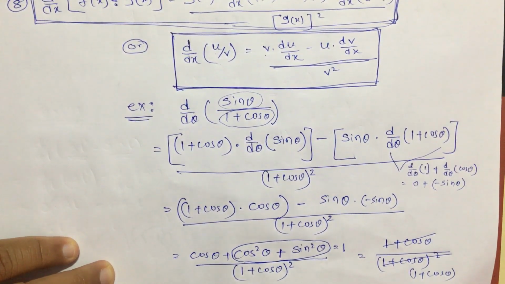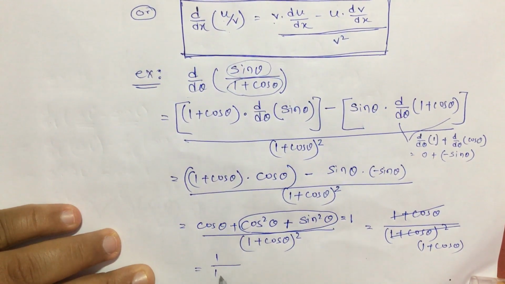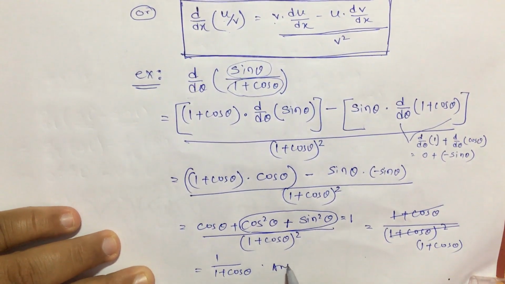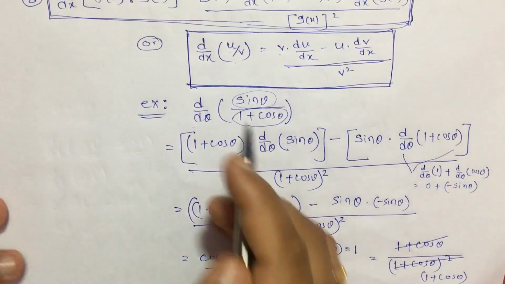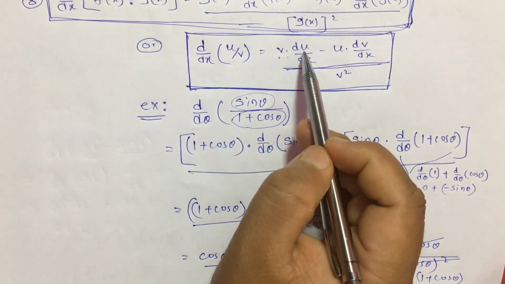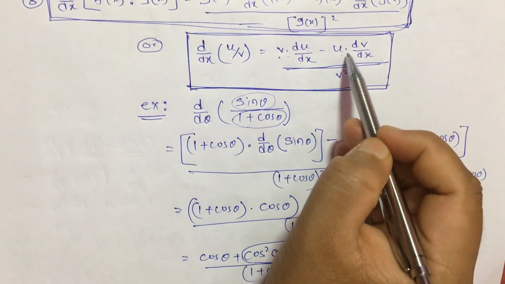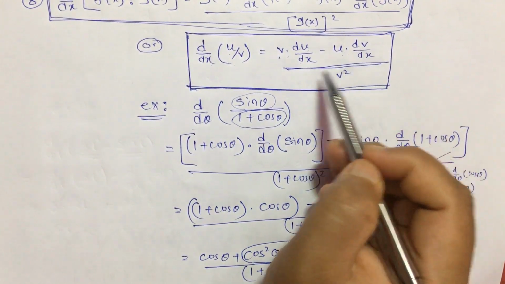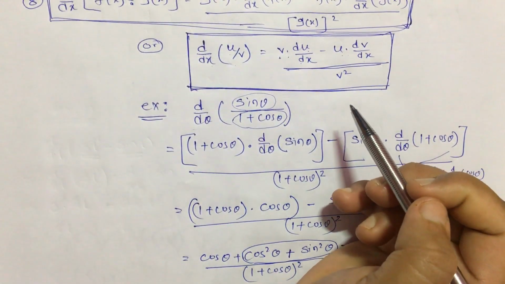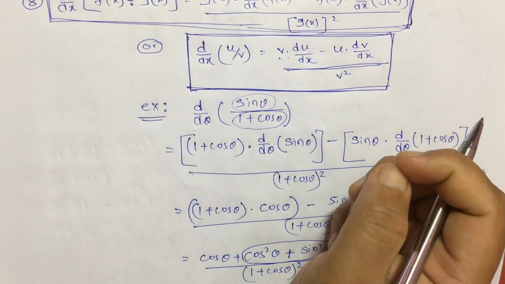So the answer is 1 by 1 plus cos theta. Okay, so that is the answer. Is it clear? So you have to remember this formula: the second term as it is into the derivative of the first term with respect to the given variable, that is x here, minus u into the derivative of v with respect to x, divided by the square of the total denominator term. Now let us come to a different formula, known as the chain rule in derivatives.